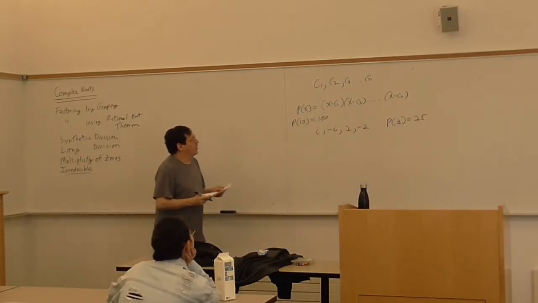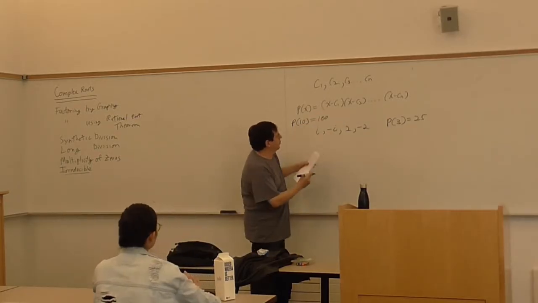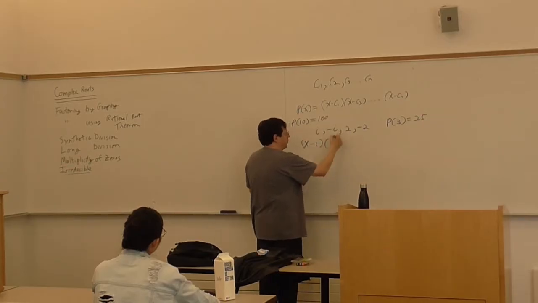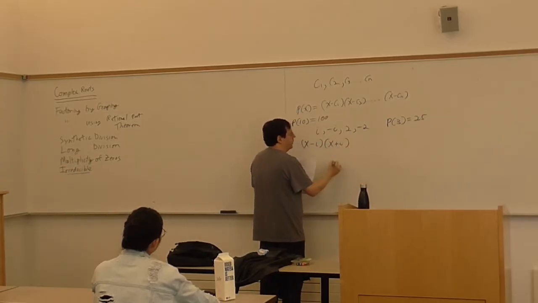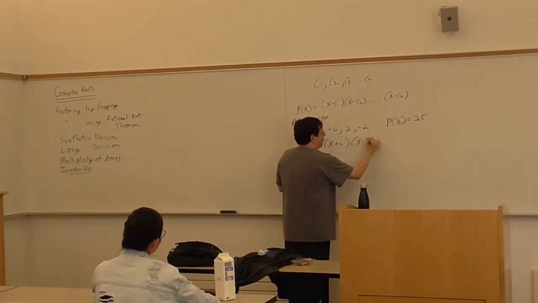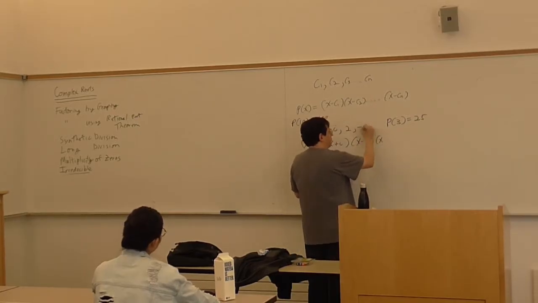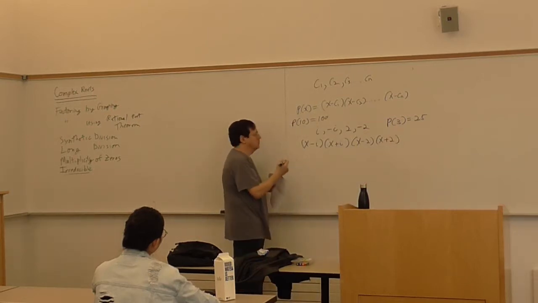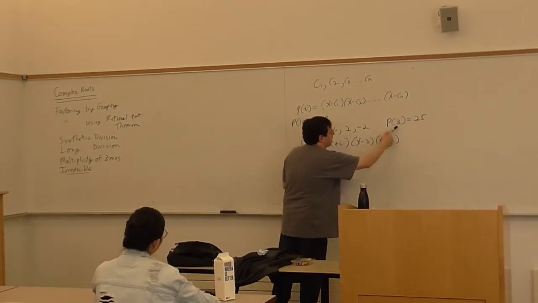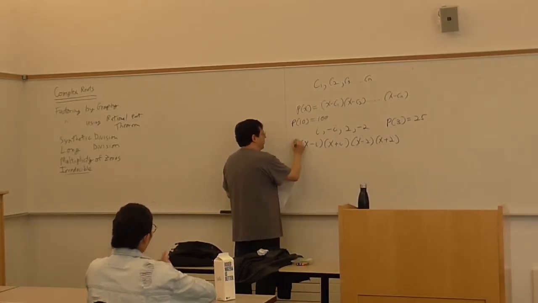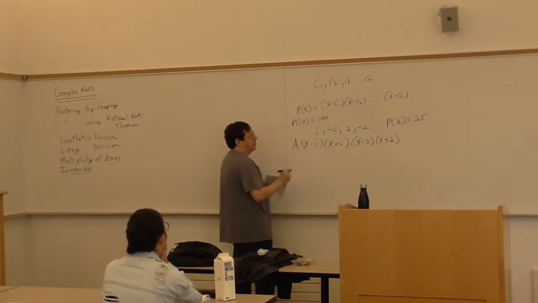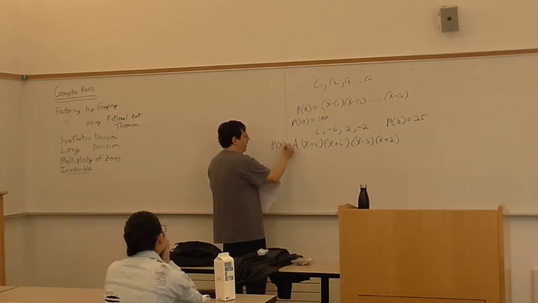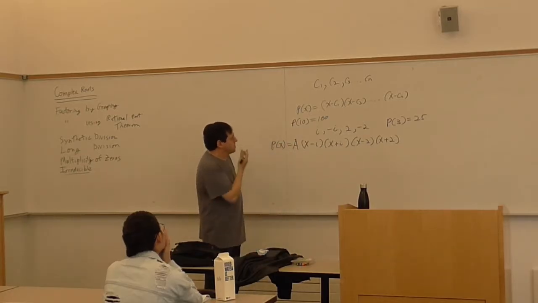Well, let's start off trying this, right? x minus i times x minus minus i, or x plus i. x minus 2, x minus minus 2. Where's my flexibility going to come from? Well, I could multiply this by some constant, right? These would still be the roots. This would still be the polynomial, right? I don't know what a is yet, but I'll get there.